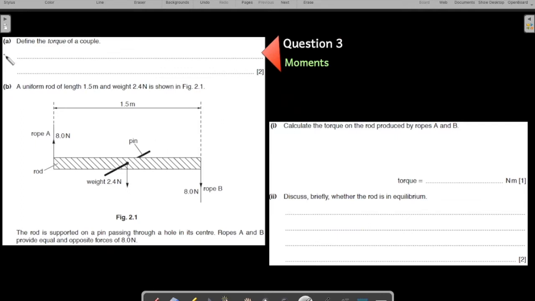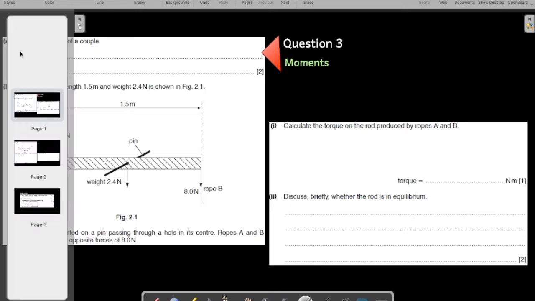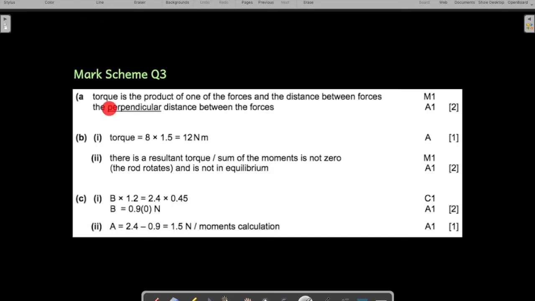So let us understand what is happening here. Define the torque of a couple. The first statement starts with just asking for the definition of the couple. It's a 2-mark question, so maybe they are looking for 2 tiny points in your definition. So how do you define torque? You can write straight away the formula, right? But do not miss the key term, which is perpendicular distance between the forces. Torque is the product of one of the forces and the distance between the forces. If you are just writing distance between forces, you get just 1 mark.